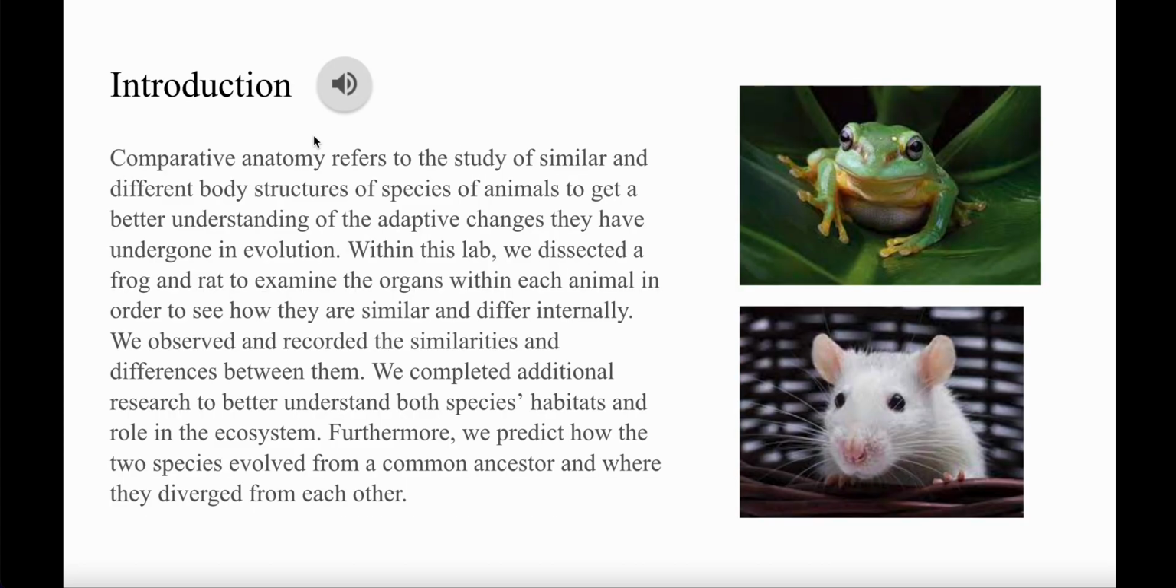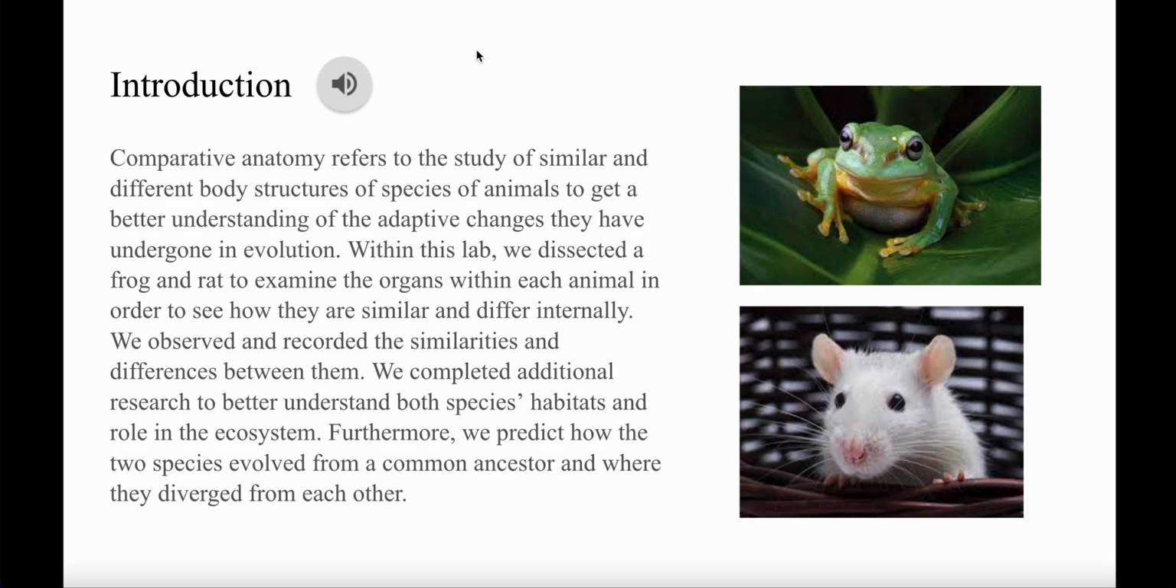Comparative anatomy refers to the study of similar and different body structures of species of animals to get a better understanding of the adaptive changes they have undergone in evolution. Within this lab, we dissected a frog and rat to examine the organs within each animal in order to see how they are similar and different internally. We observed and recorded the similarities and differences between them.